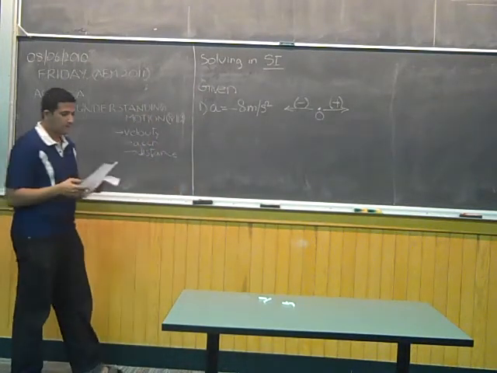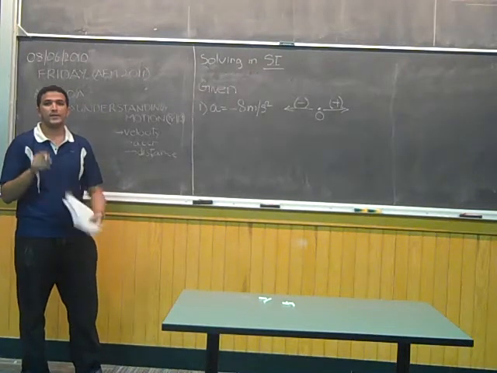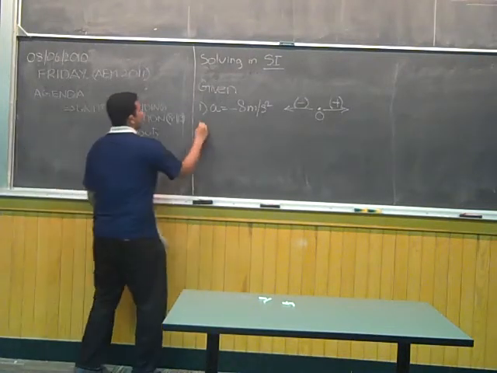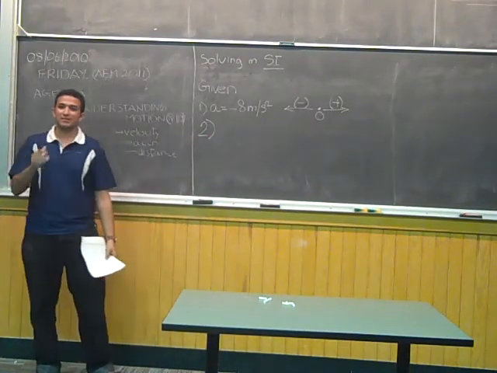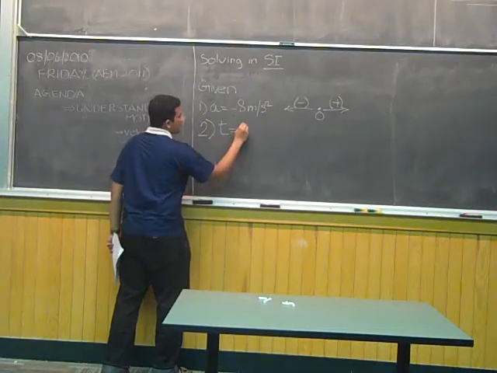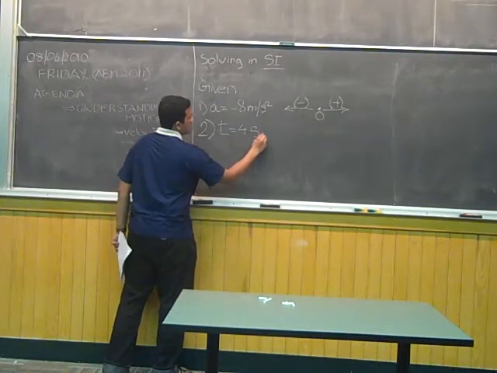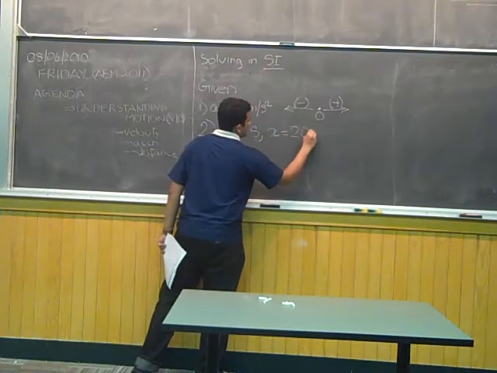And next they say, when x, or when the displacement is 20 meters, the time is 4 seconds. Or I put it this way, when the time was 4 seconds, the displacement is 20 meters. So your time was 4 seconds. Your displacement is 20 meters.